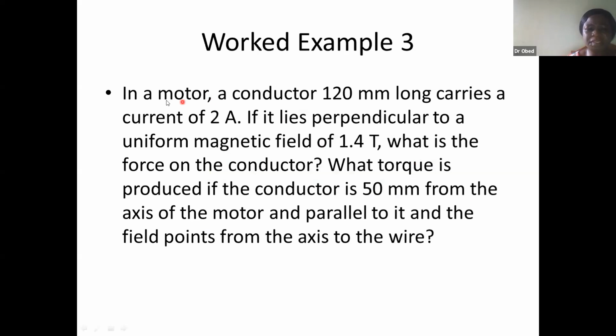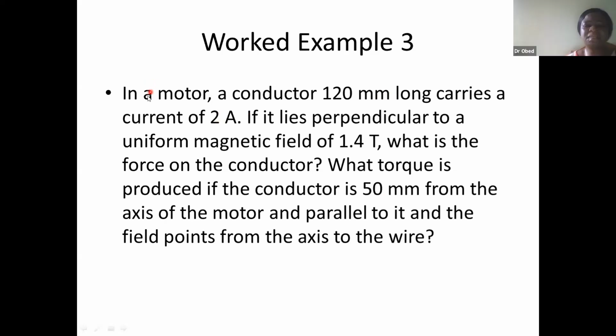Third example says, in a motor, a conductor. Okay, before we go on, let me check if Dr. Shakwande is here so that I can make him a co-host.